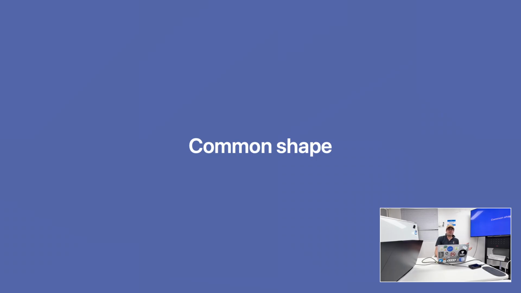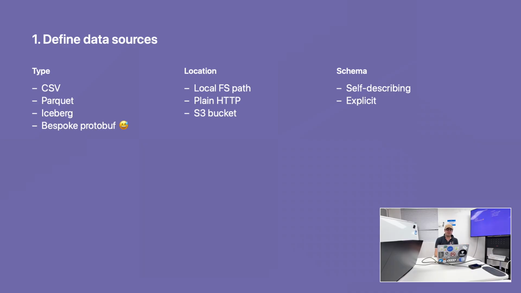Most of our data pipelines at a high level have this kind of common shape that I would describe in 3 steps. Step 1, you define the data sources. You would have a type, we call this a table, a term we inherited from the database world. But a table could be a single CSV file on disk. It could be Parquet files. It could be an Iceberg catalog or some weird bespoke protobuf. It can be pretty much anything.